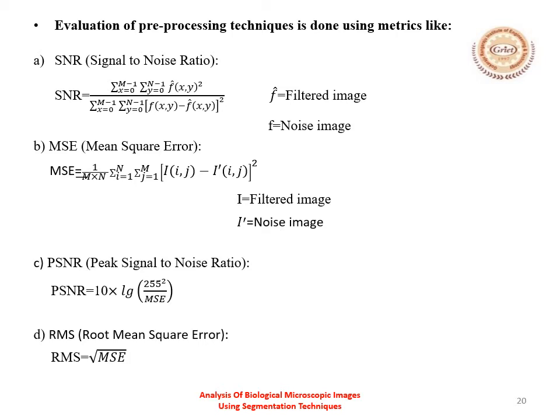After applying all those pre-processing techniques, we are going to compare them using metrics. The different metrics we are going to use are SNR, MSE, PSNR, and RMSE. These are the formulas for the metrics.